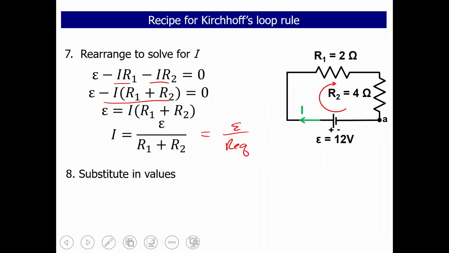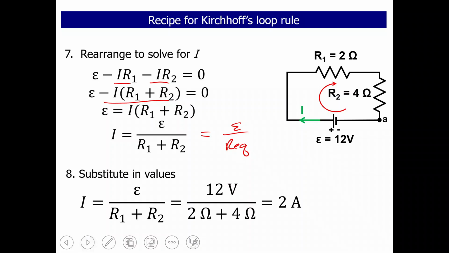Then we can just plug in. Remember, you must always show your substitution of values. So E is 12 volts, and you have 2 ohms and 4 ohms on the bottom, so we end up with a current of 2 amps.